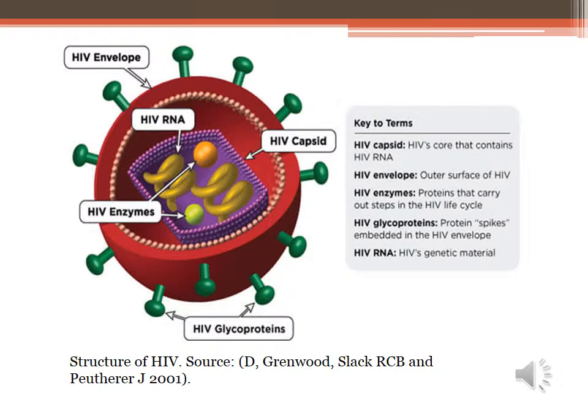Here is the figure that shows the structure of HIV. The first one is the HIV capsid, the HIV core that contains HIV RNA. The next one is the HIV envelope, which is the outer surface of HIV. The next one is the HIV enzymes, the proteins that carry out steps in the HIV life cycle. The next one is the HIV glycoproteins, the protein spikes embedded in the HIV envelope. And the last one is HIV RNA, HIV's genetic material.